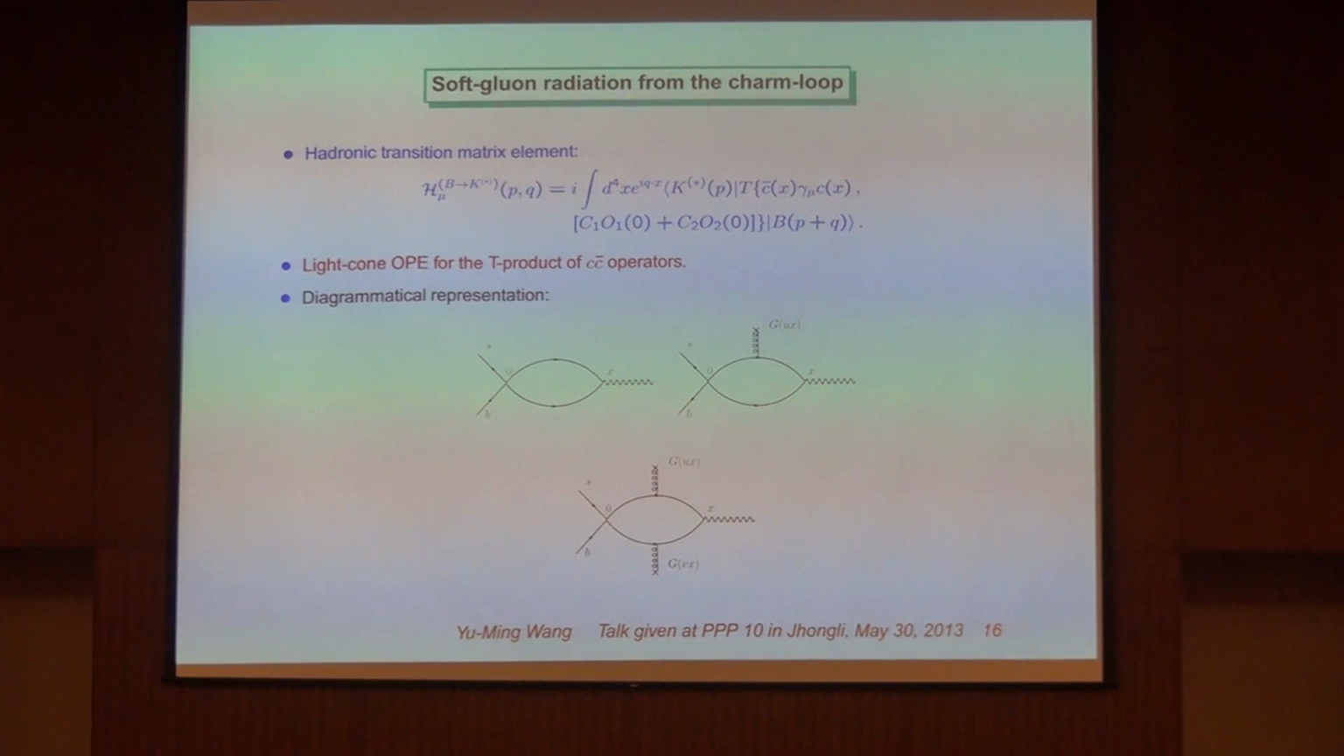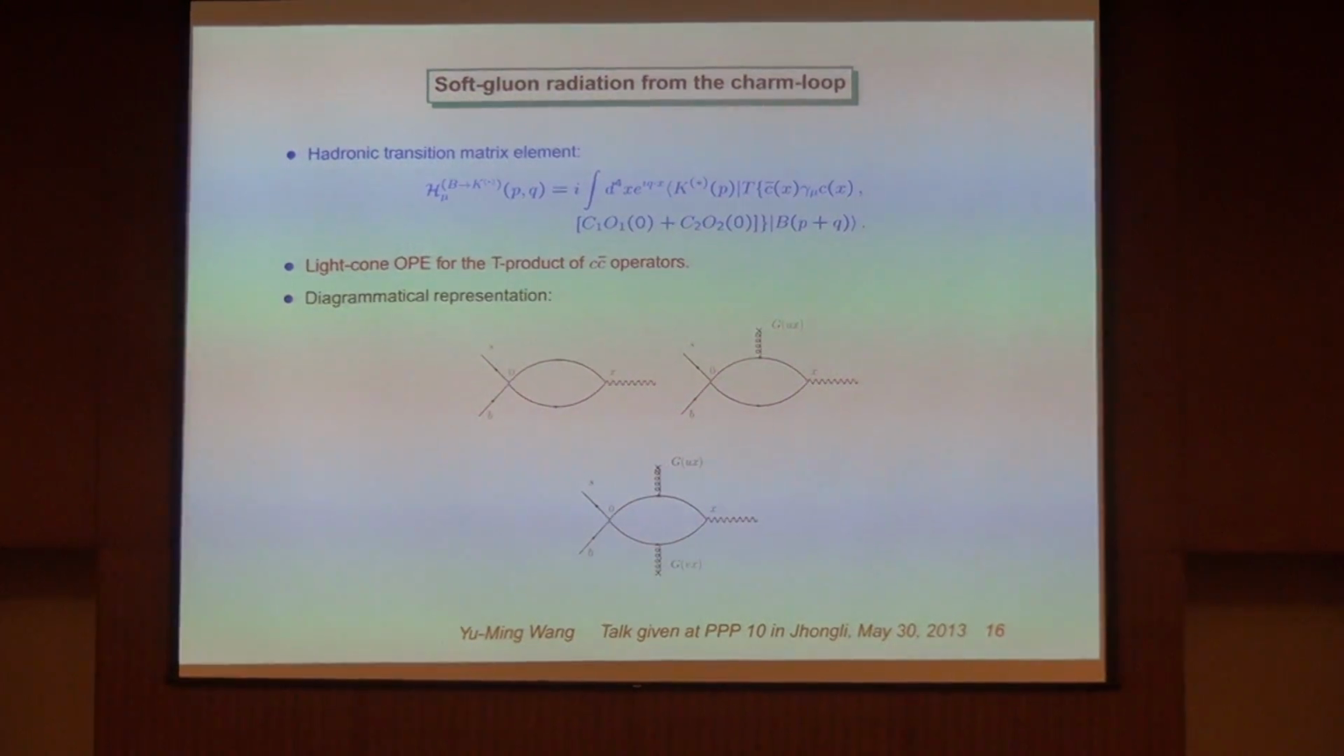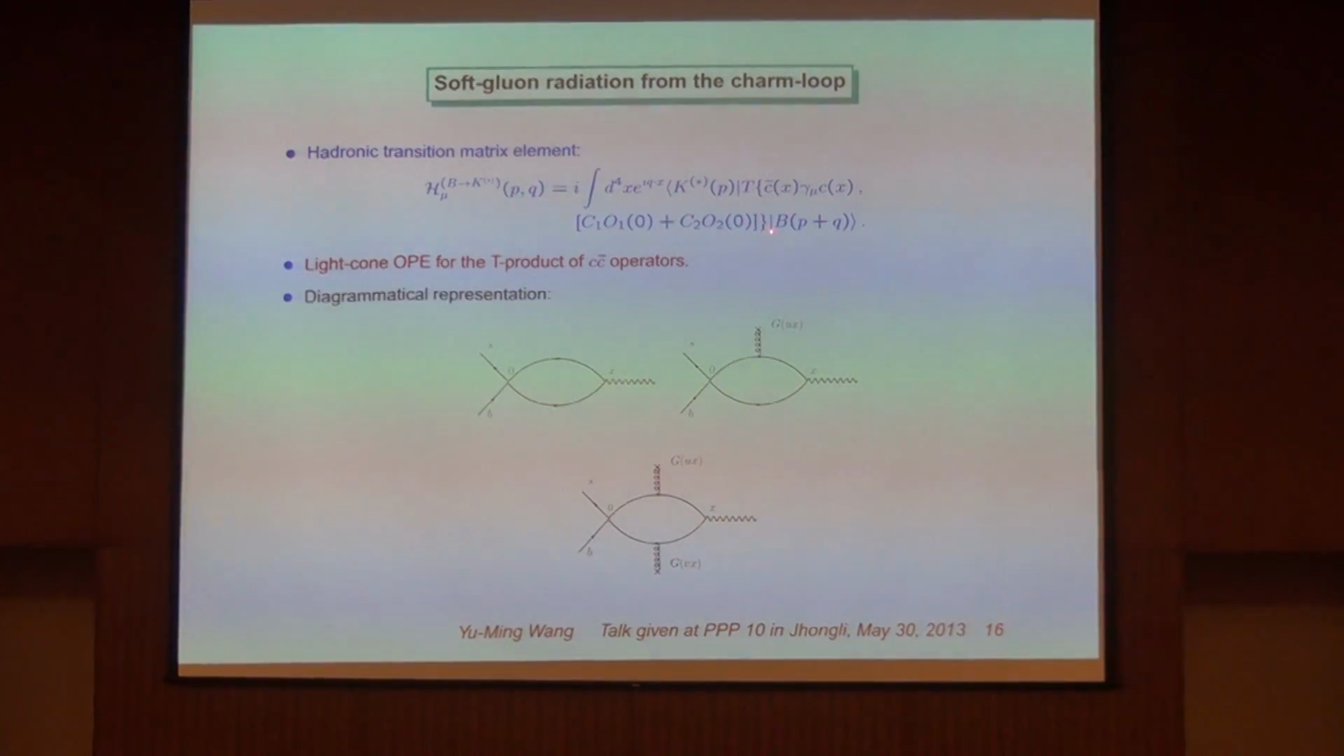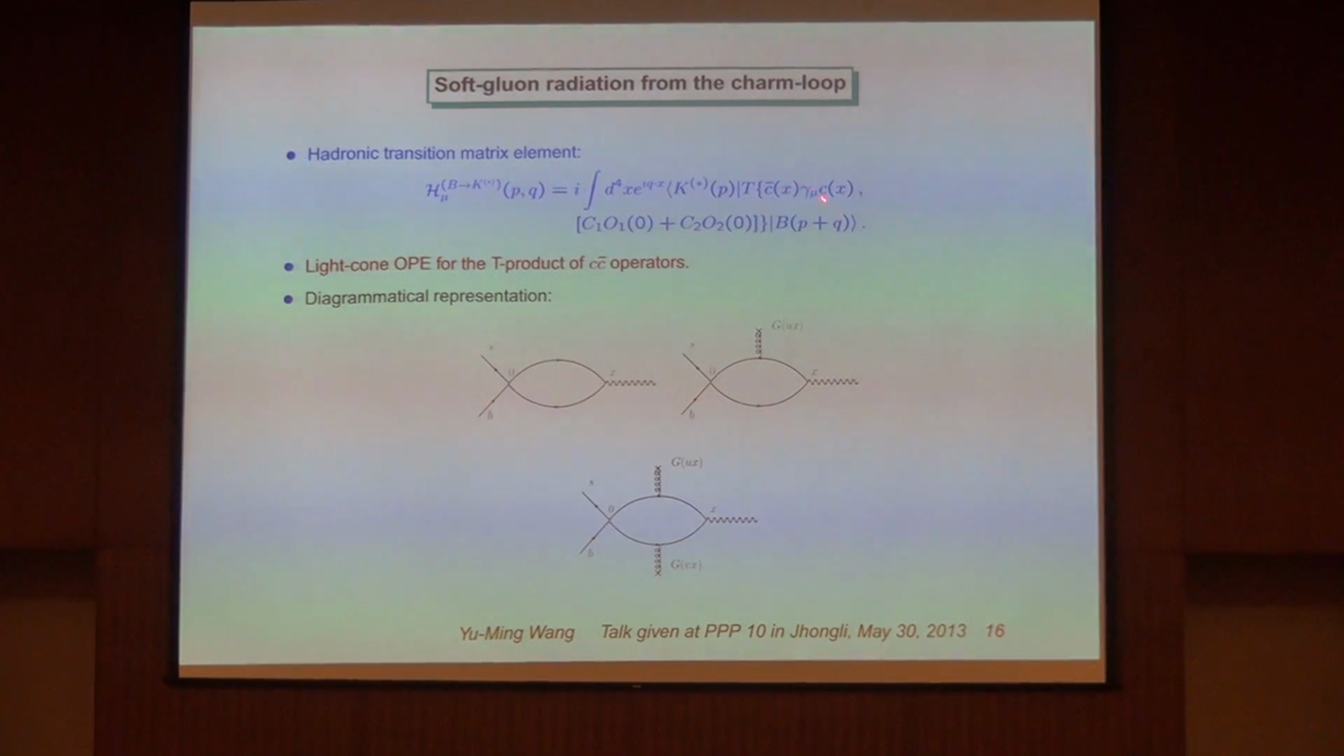Okay, I will now explain how to compute soft gluon radiation from this charm quark loop. This matrix element is defined by the time-ordered product of the electromagnetic current of the charm quark and these three operators. When the transverse momentum is small, you can certainly apply the light-cone OPE for this time-ordered product of the charm quark fields. Diagrammatically, you have the following diagrams. The first one is the leading order diagram with these three charm operators. There are no gluon radiations.